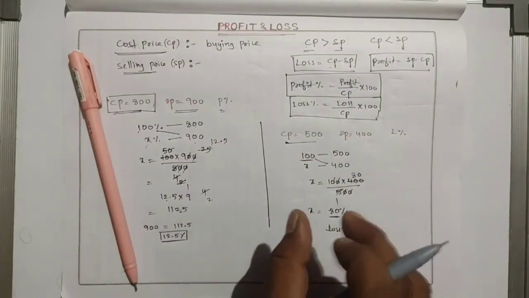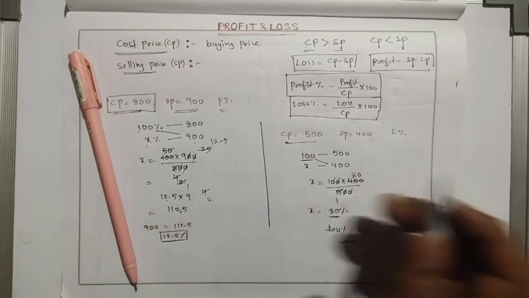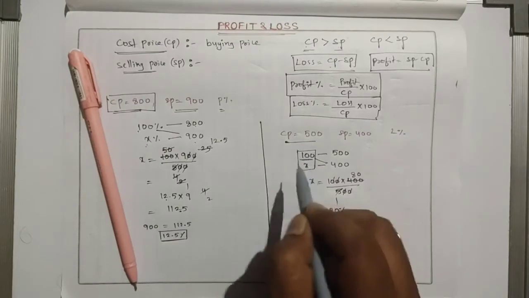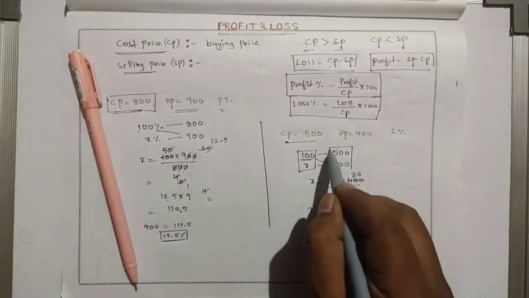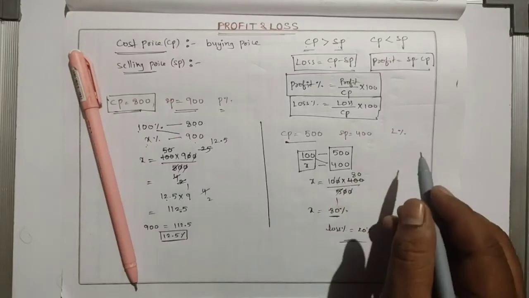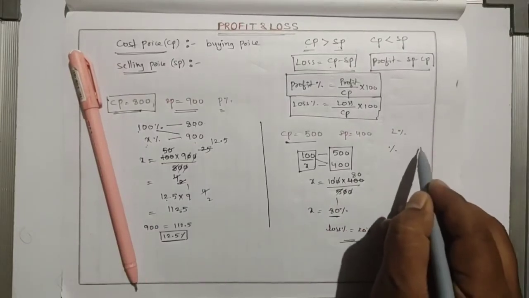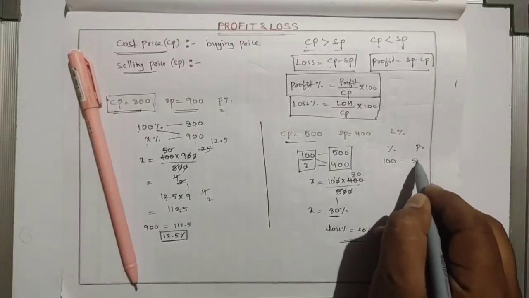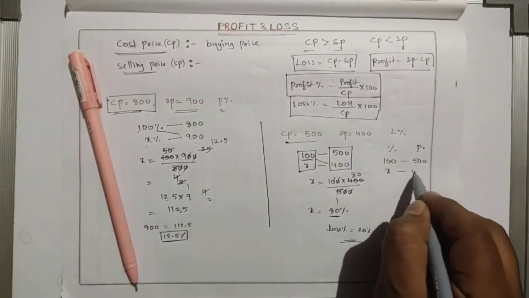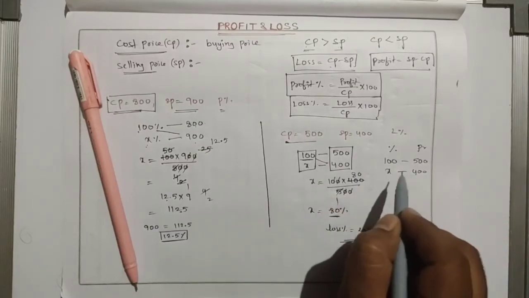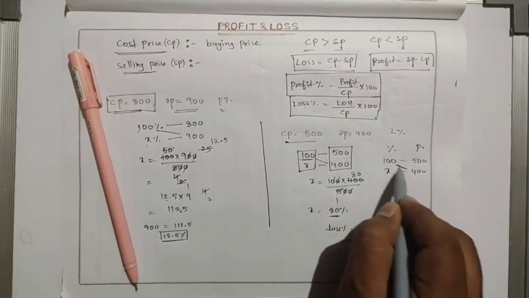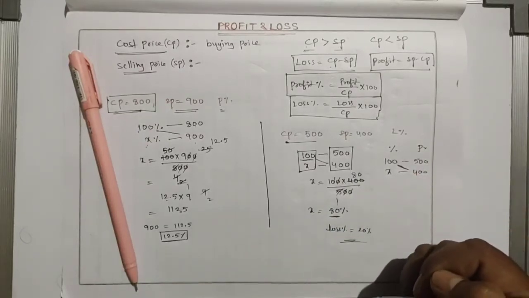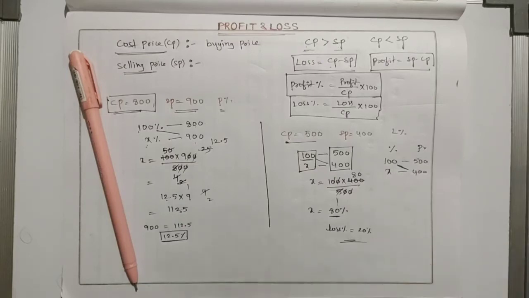But when you are writing this method, you should take one key point here. Take the percentages at one place and take the prices at one place. So if you write the percentages here and the prices like this, take the 100% is 500 and here x percent is 400. In that way, if you want the x, multiply these two and then take the by opposite value. So in that way we can find out the answer here. So we'll go for some more examples.